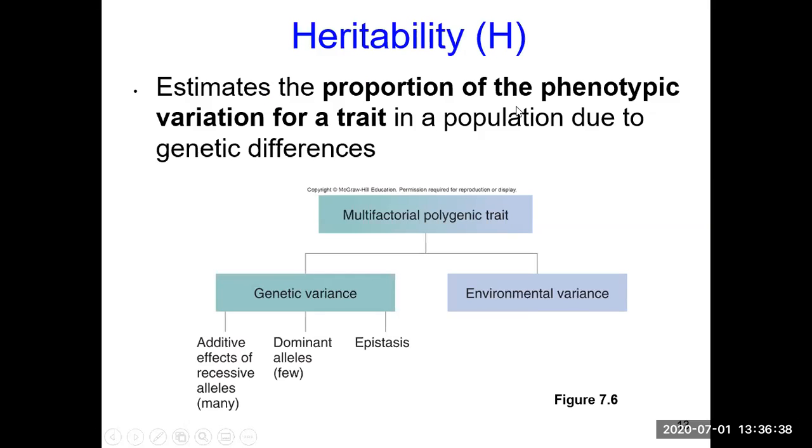Now, another term that you would use even in this class in some of the subsequent lectures is the H factor, or the heritability factor. Heritability means the proportion of the phenotypic variation for a trait in a population due to genetic differences. That means we are trying to understand, when we look at a population and we see a certain trait, how much of it is contributed by the genes, while how much of it is contributed by the environment. So how do we quantify this?